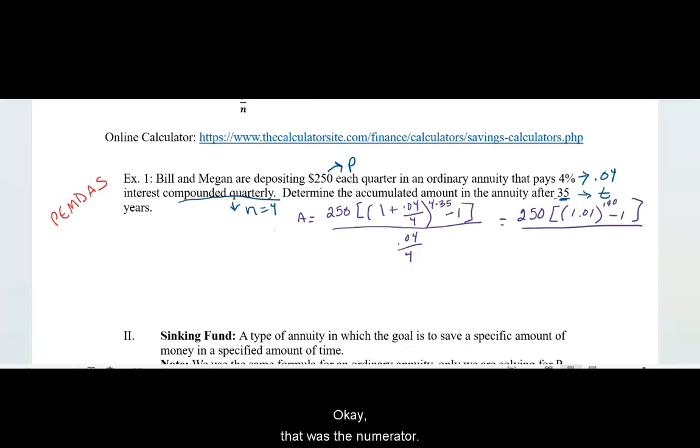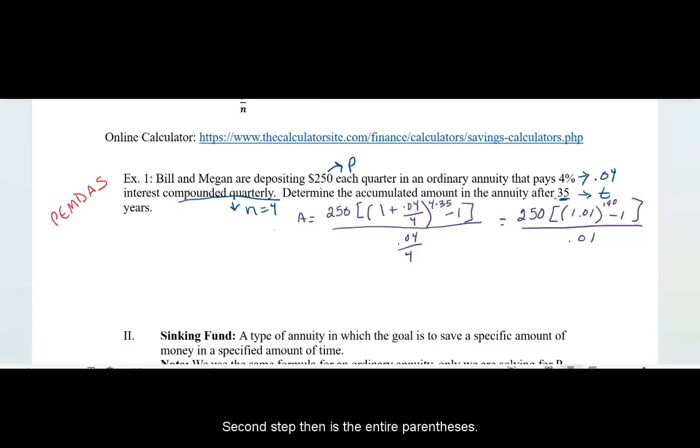Okay, that was the numerator. So all I did was we just did the parentheses that was inside the brackets. The denominator is just a fraction, so you're just going to take 0.04 divided by 4, and that's just going to give you 0.01. All right, so first step was the innermost parenthesis.